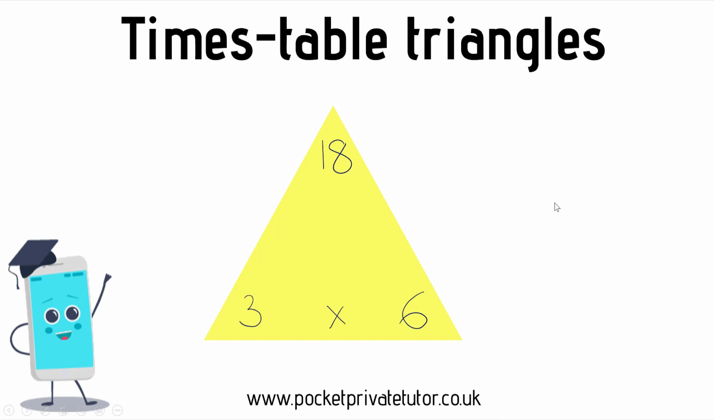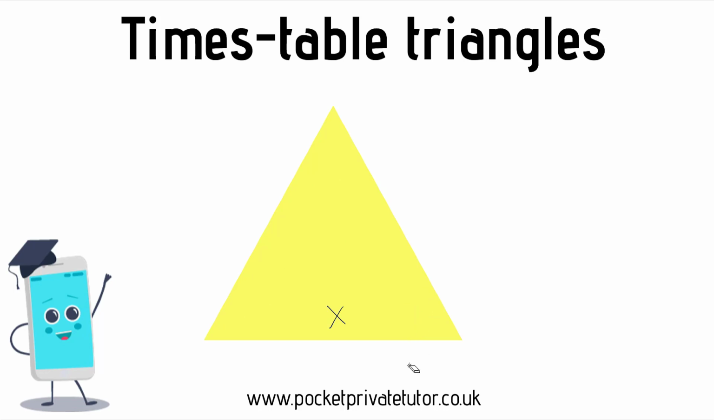So it works in a lovely little system where the number at the top, because it's the product of 3 and 6, it's a multiple of 3 and 6. If 18 is divided by either one of those factors, the other factor is the answer. So we can do that with some other numbers.